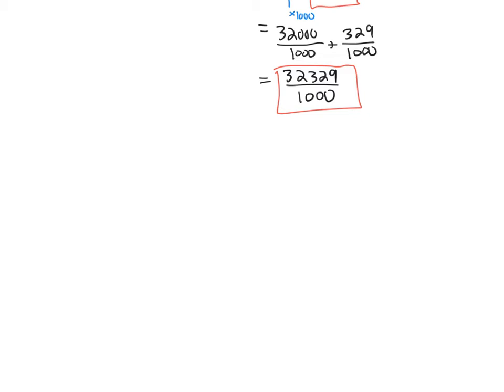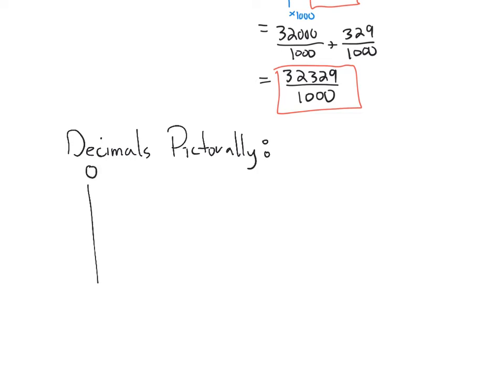So let's do decimals pictorially. So let's say we have the decimal, I don't know, let's do 0.32. So what does that mean? Well, let me draw a unit. It's not a very good unit, but we'll just go with that. So this is 1 unit.